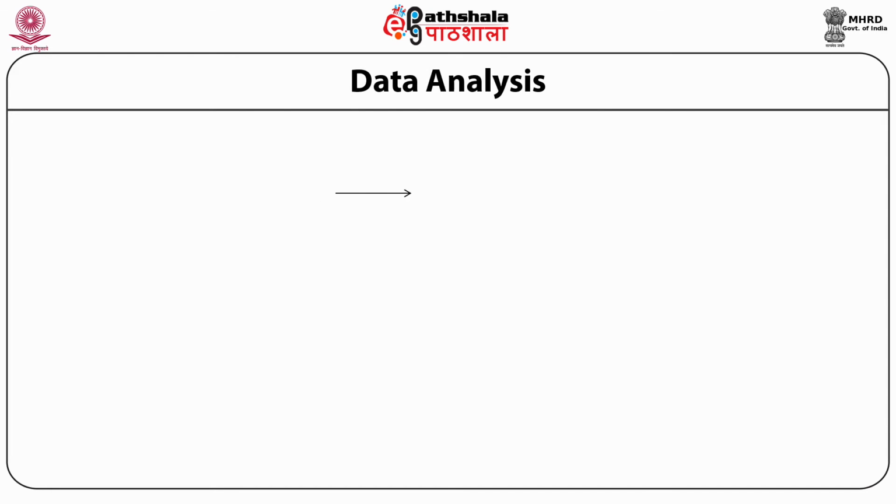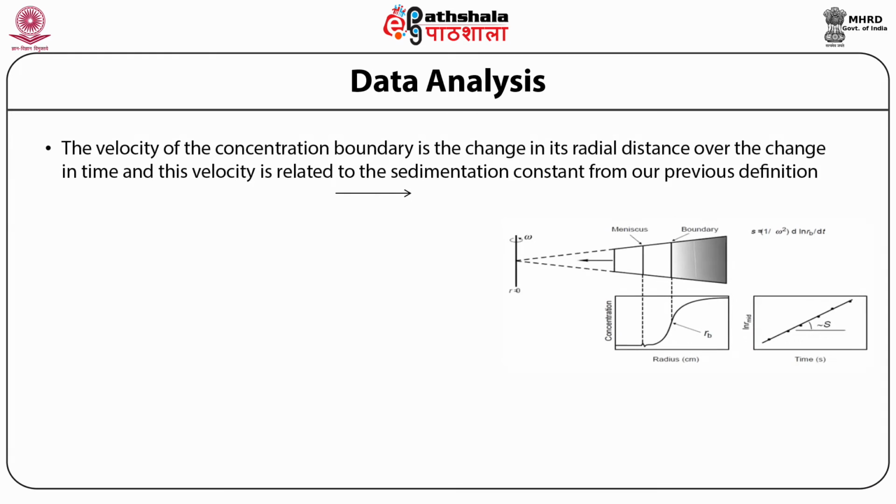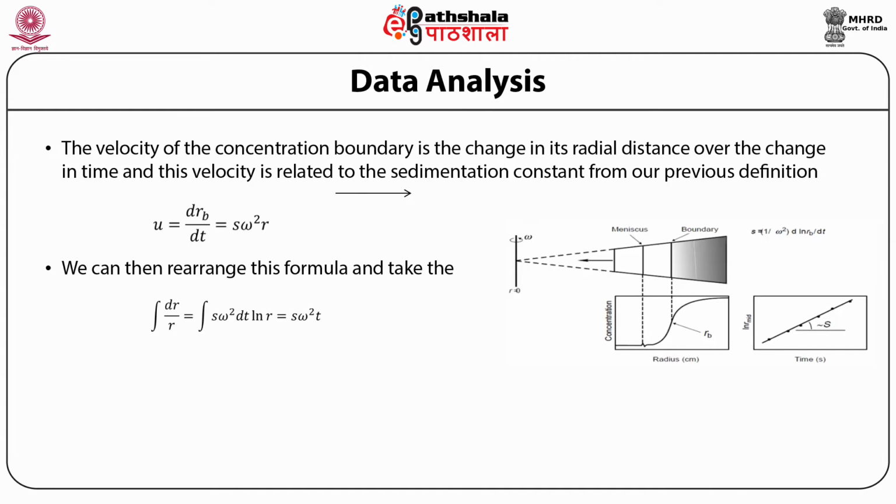Now we discuss the data analysis. The velocity of the concentration boundary is the change in the radial distance over the change in time, and this velocity is related to the sedimentation constant from our previous definition, that u equals dr_b by dt equals s omega square r. We can then rearrange this formula and take the integral on both sides like this.